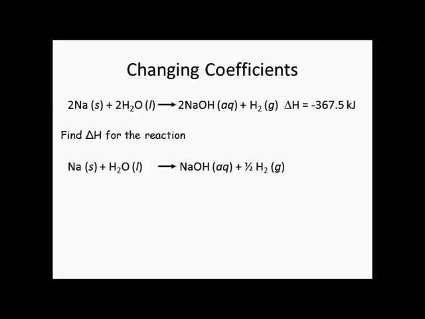Similarly, if we change the coefficient, we are multiplying all the coefficients by a certain factor. And we have to multiply the enthalpy of reaction by the same factor. So in this case, we halved each of the coefficients. And hence, we halve the change in enthalpy, and we end up with minus 183.8 kilojoules as the enthalpy change.